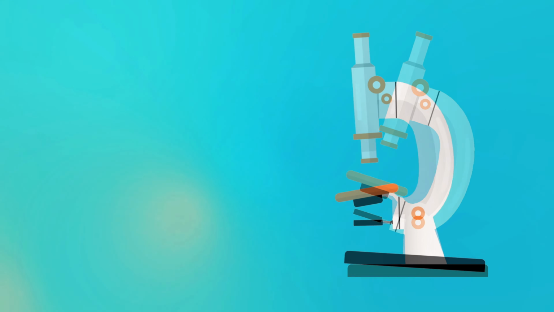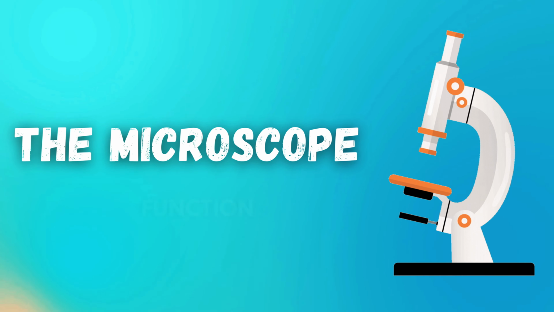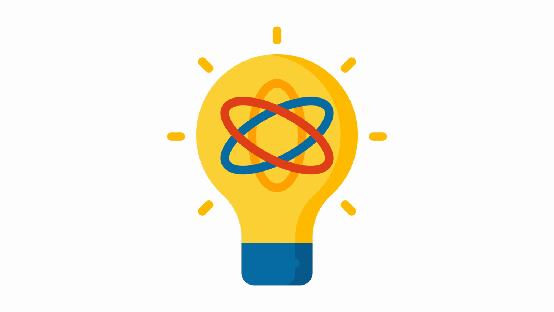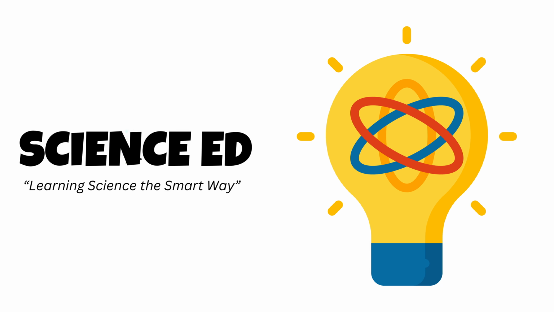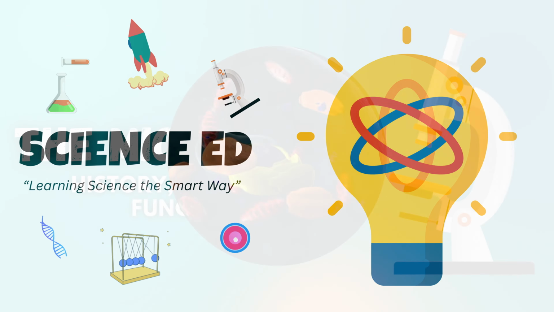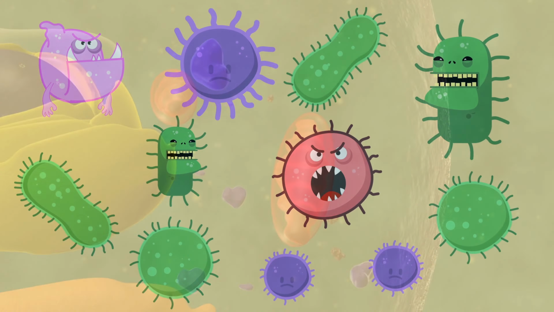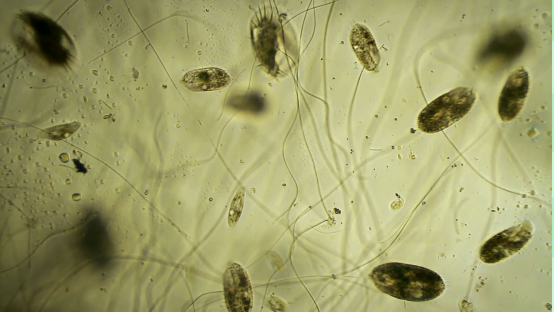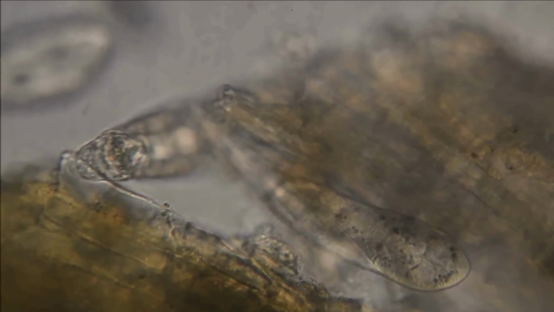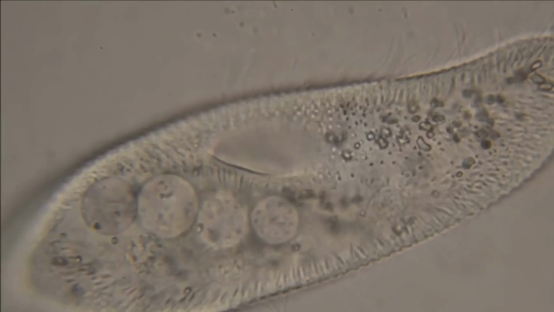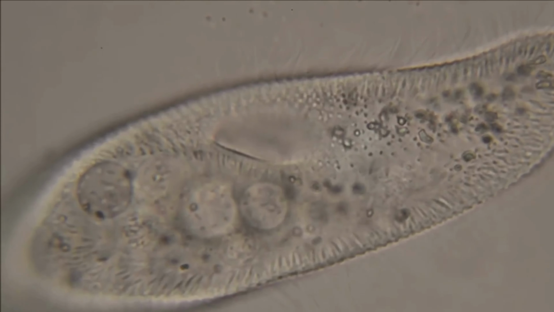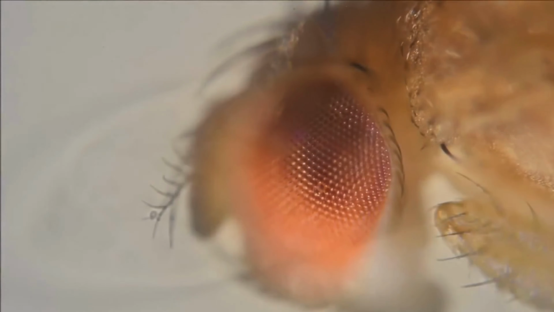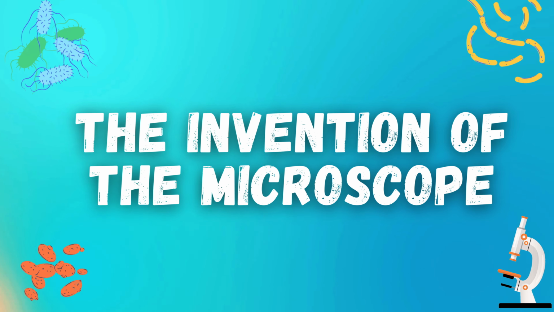In this lesson, let's learn about the microscope. From tiny cells to unseen microbes, microscopes open up a hidden world that the human eye alone could never see. But how did this tool come to be? To learn more, let's go back in time.